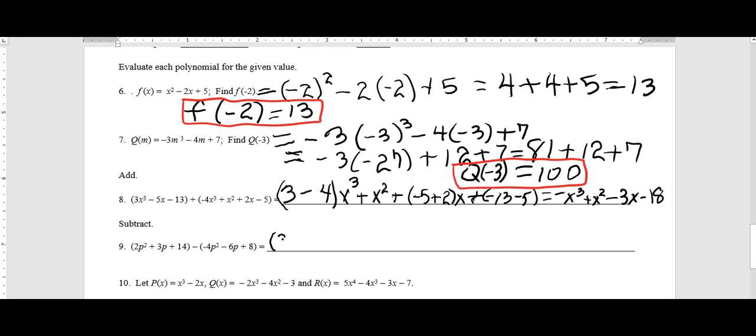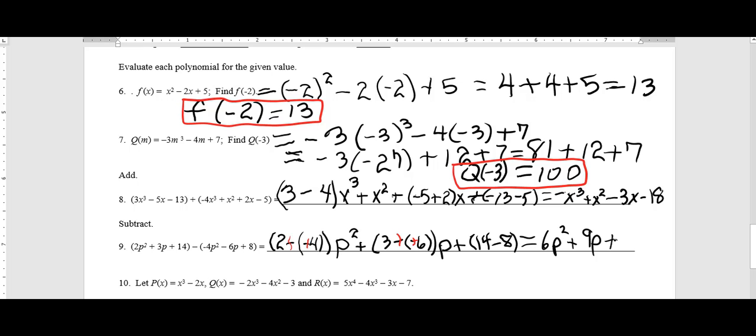I can also subtract polynomials. And I just have to make sure that I subtract every term of the polynomial being subtracted. So 2 minus -4 is multiplied by p squared. 3 minus -6 is multiplied by p. 14 minus 8 is my constant. And these subtractions, when convenient and helpful, can be changed to additions to give the final result of 6p squared plus 9p plus 6.